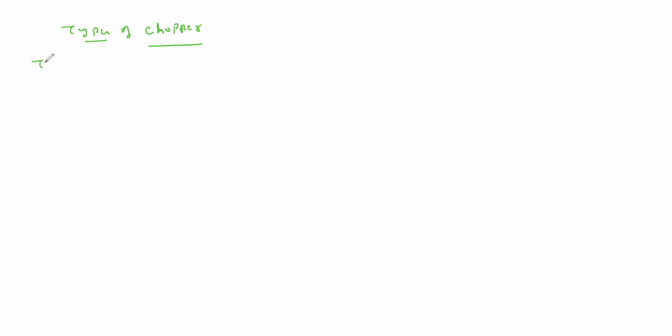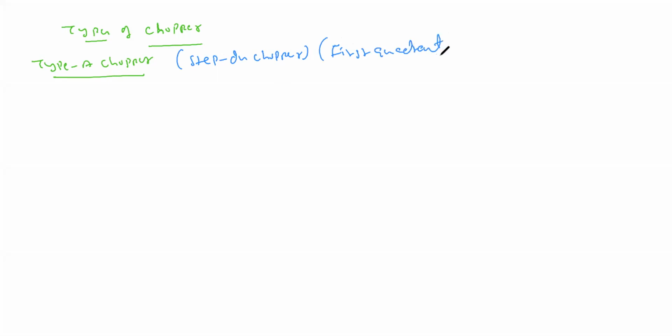First one is type A chopper. This is same as what we have done is step down chopper. Step down chopper. Or this can be called as first quadrant. First quadrant chopper.